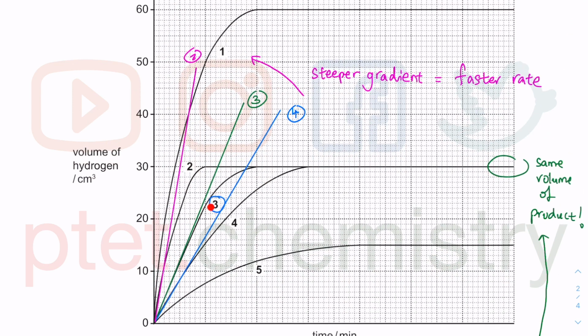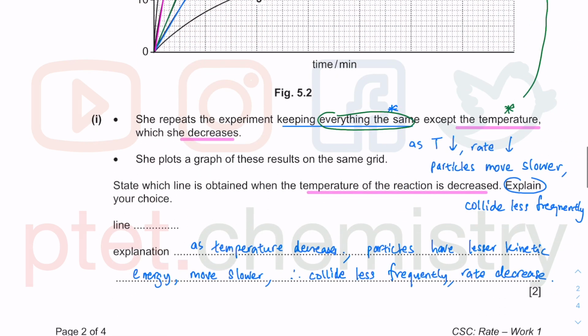3 is your original experiment by the student. So it has to go to 4, where I produce the same amount of product, but it is slower than experiment 3. So 4 must be the answer we are looking for there.